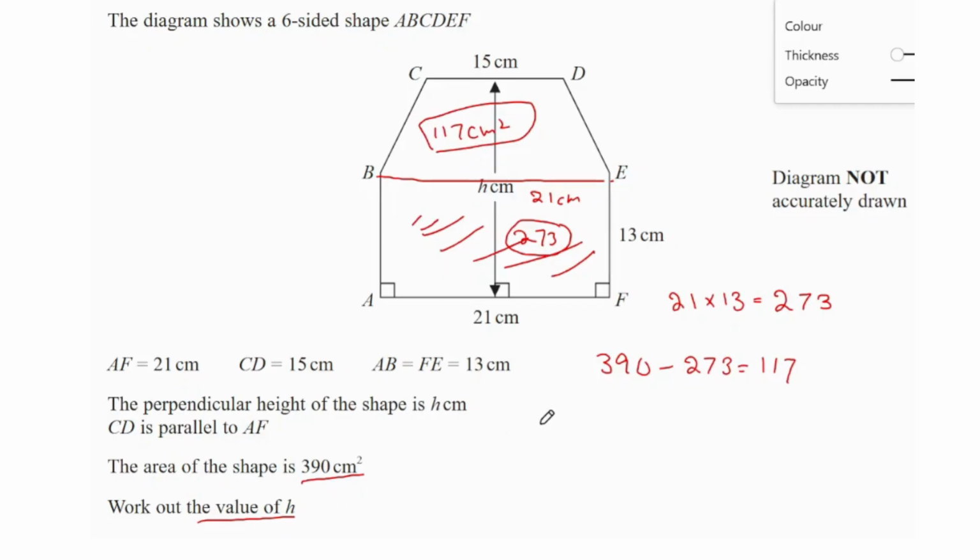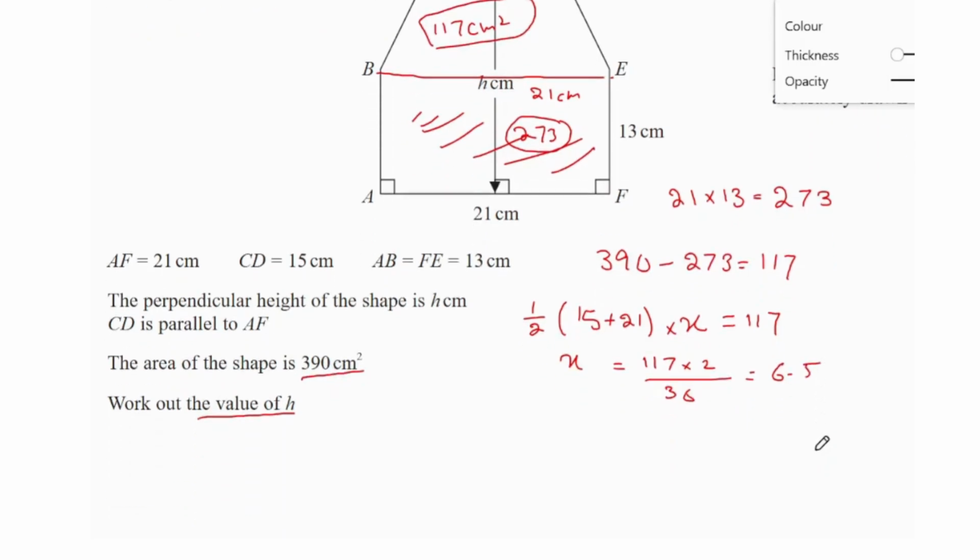So what's the formula for a trapezium? This is half times 15 plus 21 times the height. Let's say this height is x. That gives us 117. How are we going to find this x? We multiply 117 by 2 and divide by what this value adds up to, 36. So we will get x as 6.5. X is 6.5.